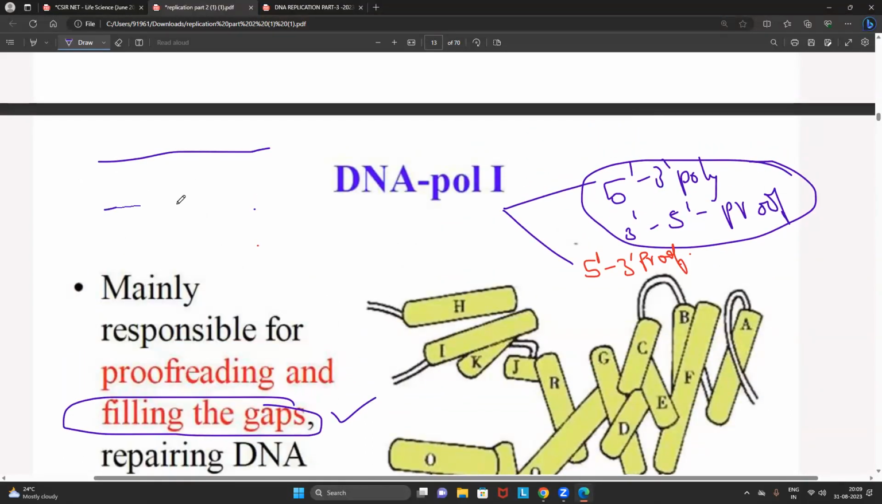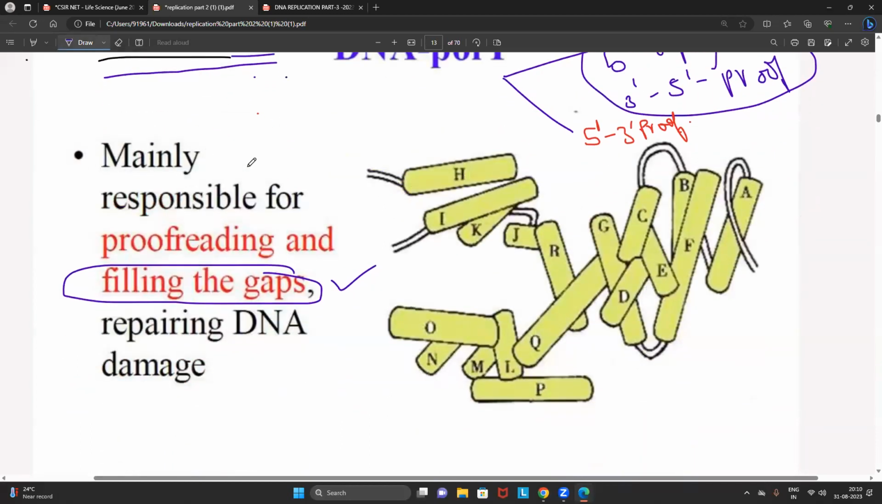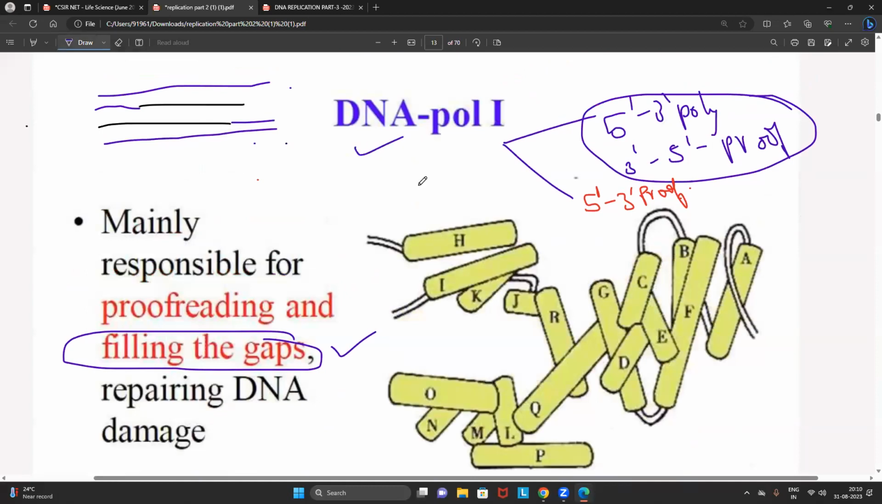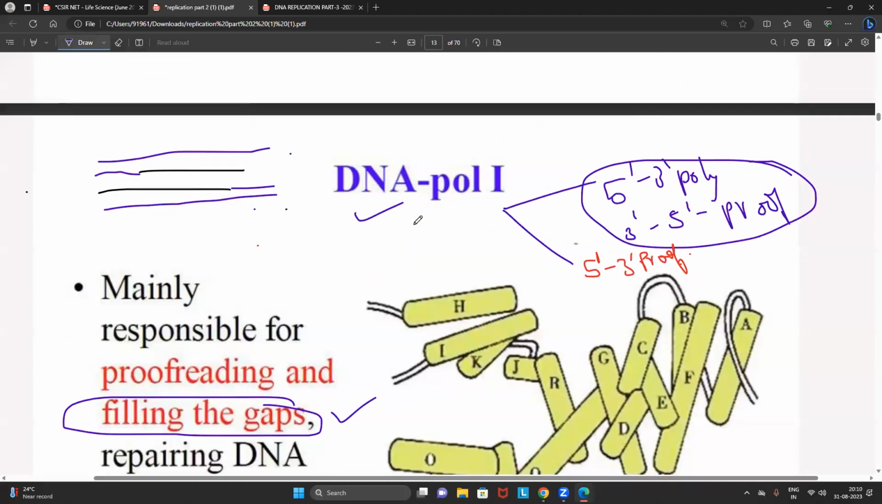Suppose this is one parental strand, this is one parental strand. You remember, we add the primers, right? We add the primer and the daughter DNA gets synthesized. Friends, at last, we have to remove the primers compulsorily. Correct? We remove the primers. The moment we remove the primers, who fills that gap? Again, that gap is also filled with nucleotides by DNA polymerase 1 only.